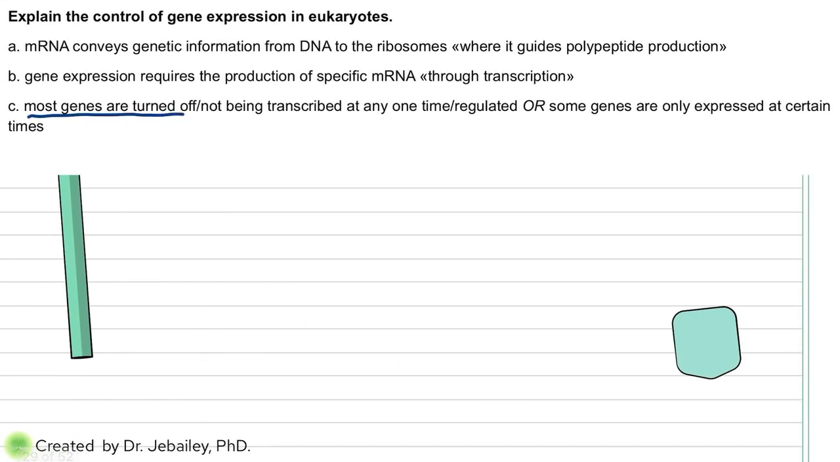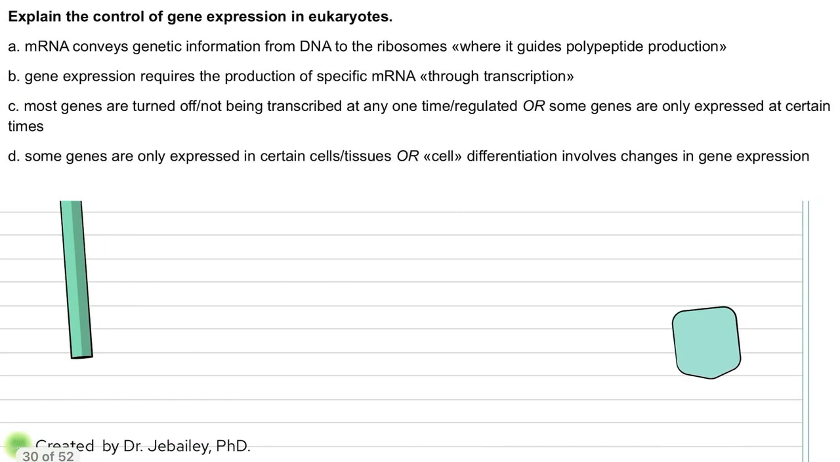Most genes are turned on or off, being transcribed as one-time regulated. Some genes are only expressed at certain times. That is true, so it depends on what time it can be. It can be when you're a baby or when you're an adult. So this is a very important thing. They are expressed at a certain time.